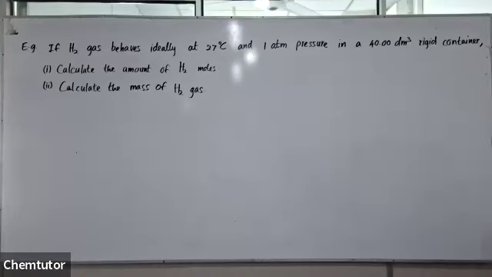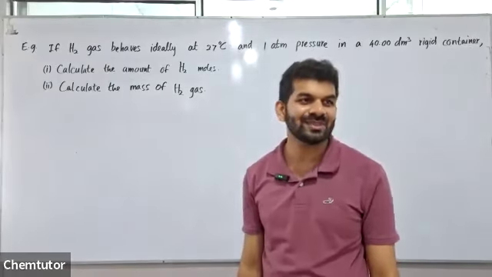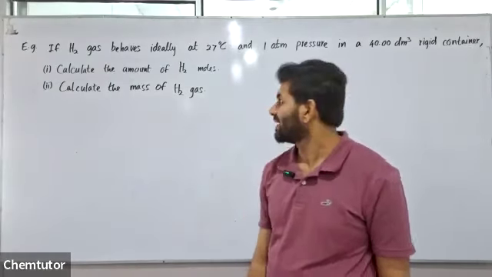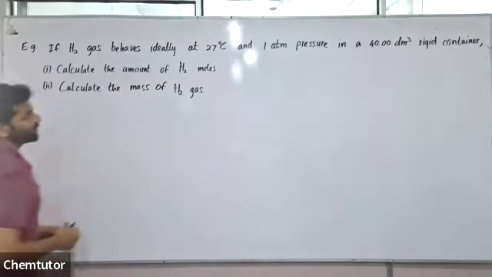To find mass, I should substitute the molar mass. Number of moles equals... Yeah, I need to substitute that. So did you find the first one? What's the answer? What's the number of moles? Okay, shall we see the first one? Calculate the amount of H2 moles.